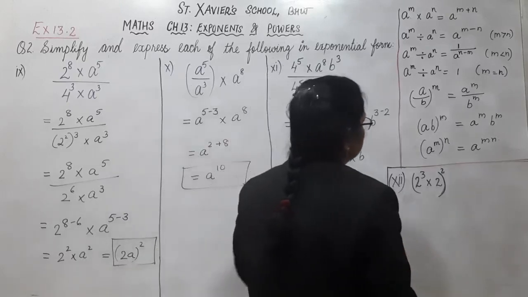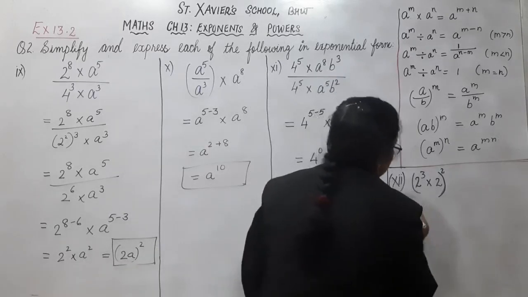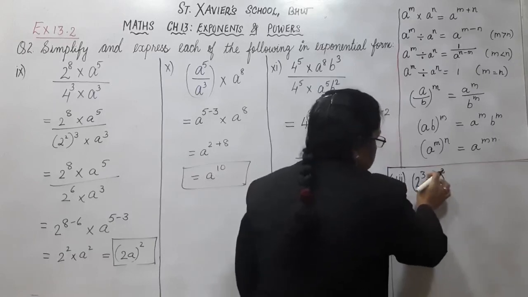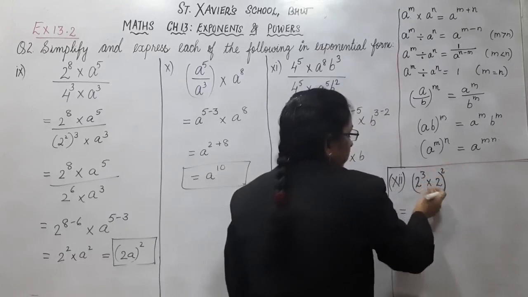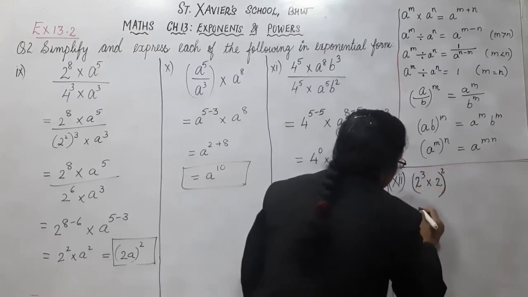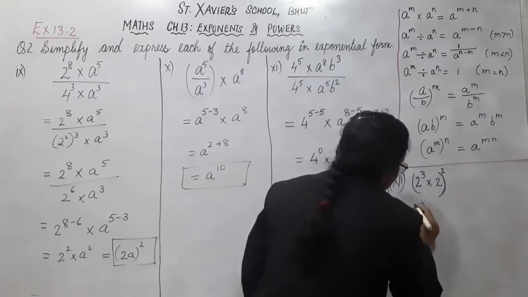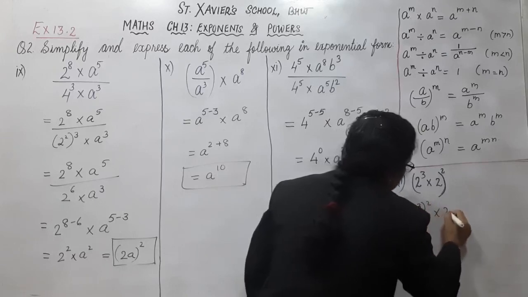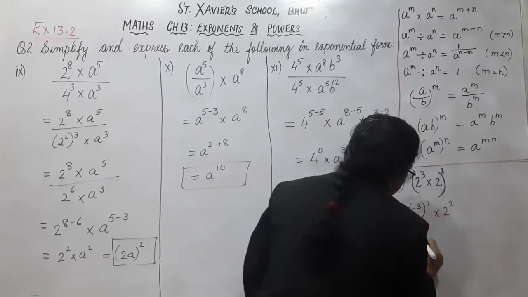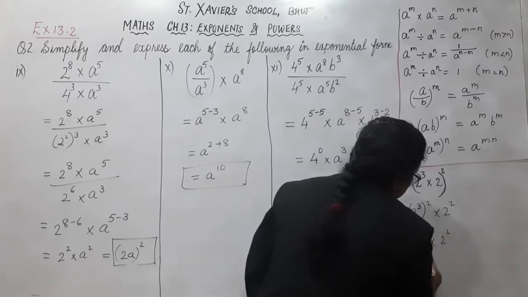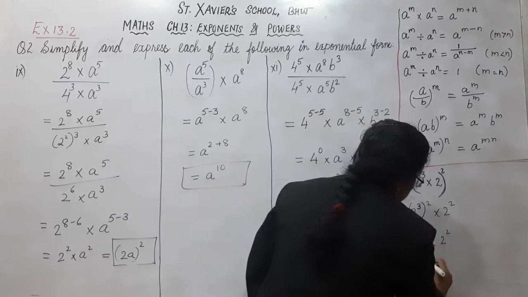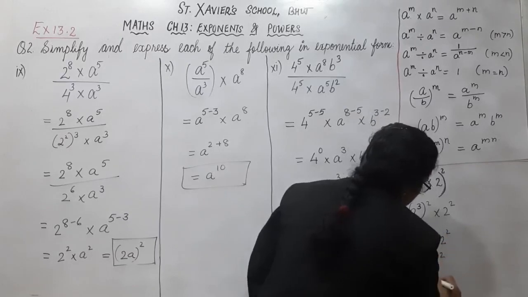Last question. This can be done in two ways. First, this is the power of power, so this power should be distributed to both the numbers. We can write it this way: 2 cube all raised to 2 into 2 square. That is equal to 2 raised to 3 twos are 6 into 2 square. That is 2 raised to 6 plus 2, that is 2 raised to 8.